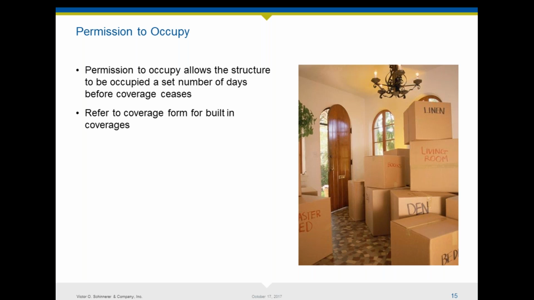So it's something that we do offer. We have to talk about what the occupancy is and what time frame and, you know, what the specific exposures are with the specific tenant, but we do have permission to occupy available if what is built into our form does not meet the need for the client.